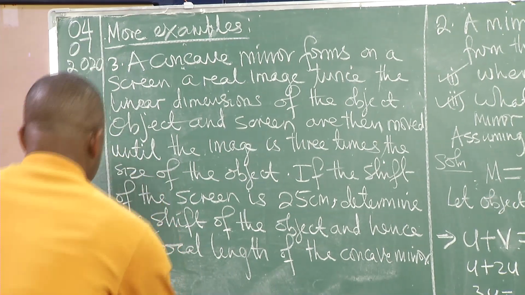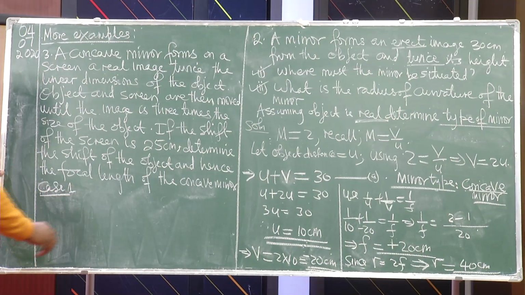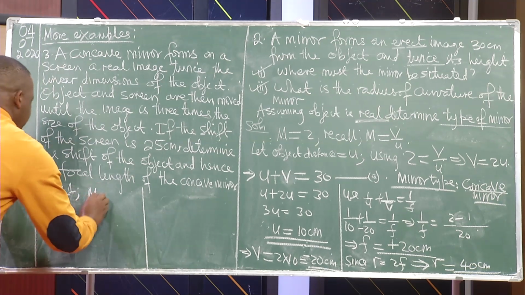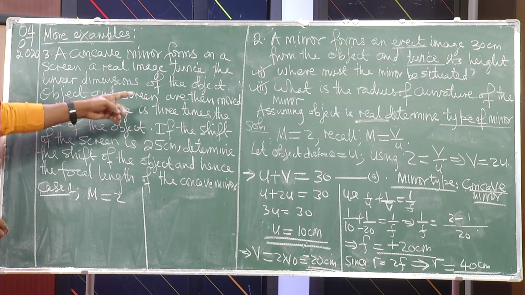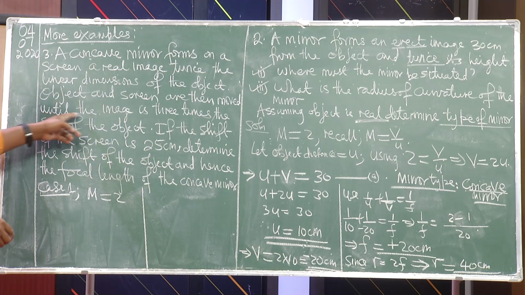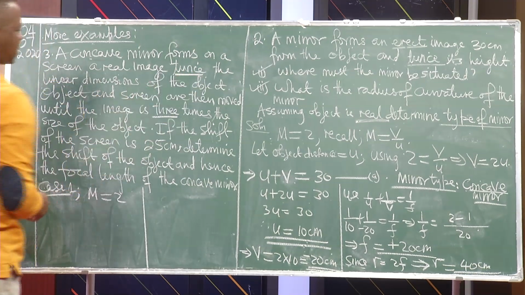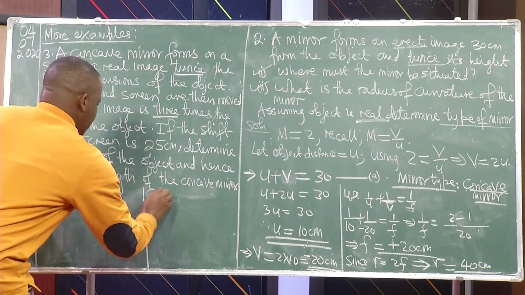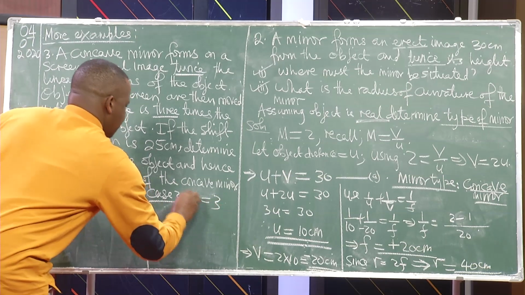And I will consider this as case 1. For case 1, my magnification is 2. And they are saying the object and screen are moved until the image is 3 times the size of the object. That means in another case that we shall be seeing, the magnification is 3.